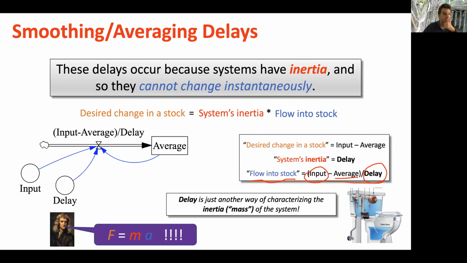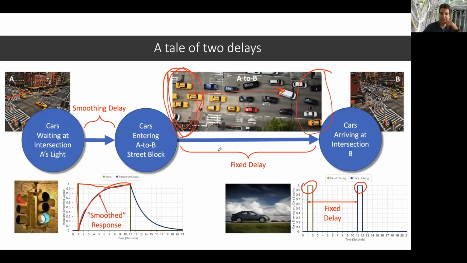Did I have an example of fixed delays in this PowerPoint? I did. It was back in the car example. I called it a tale of two delays, and the fixed delay, which is graphed down here, is the example where your input comes early, and then the output looks exactly like the input. It's not smooth in any way, but it's just shifted over. In the smoothing delay, the input looks like a big square, and the output starts exactly when the input starts. It just responds sluggishly. In the fixed delay case, the input looks like this, and the output looks exactly like it, but shifted over.